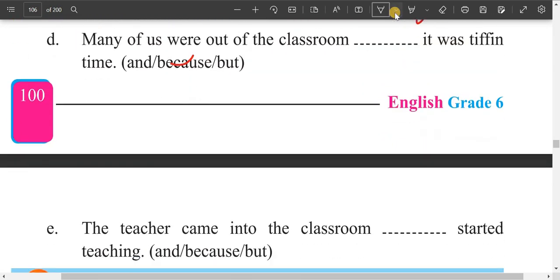Okay, because it was tiffin time. Okay, next one: the teacher came into the classroom and started teaching.